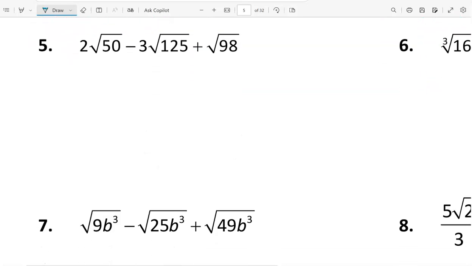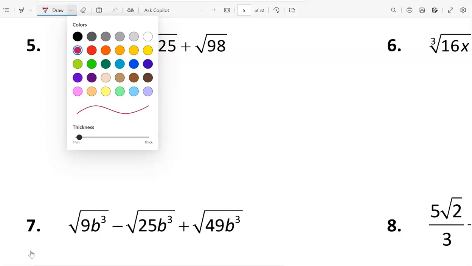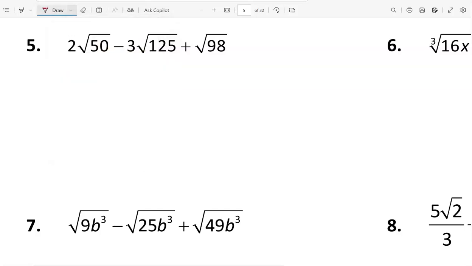In number 5, we have 3 radicals, which may be able to be combined if we simplify them. So I'll bring down the 2. The square root of 50 contains a perfect square factor of 25. So that first radical can be simplified to 2 times 5 times the square root of 2, or 10 times the square root of 2.